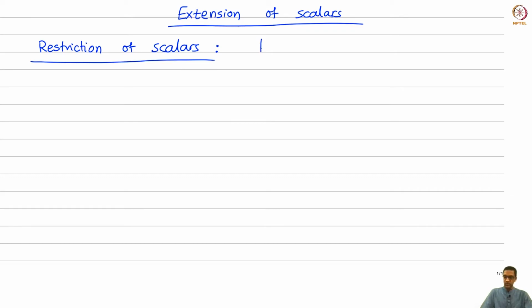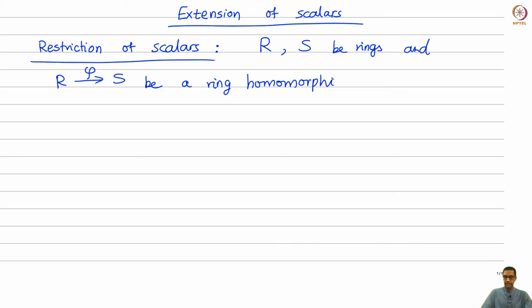So suppose I have two rings. Let R, S be rings, and let phi be a map from R to S, a ring homomorphism. Okay, now what does this do? Any S module automatically becomes an R module. Any S module N acquires an R module structure, it becomes an R module.